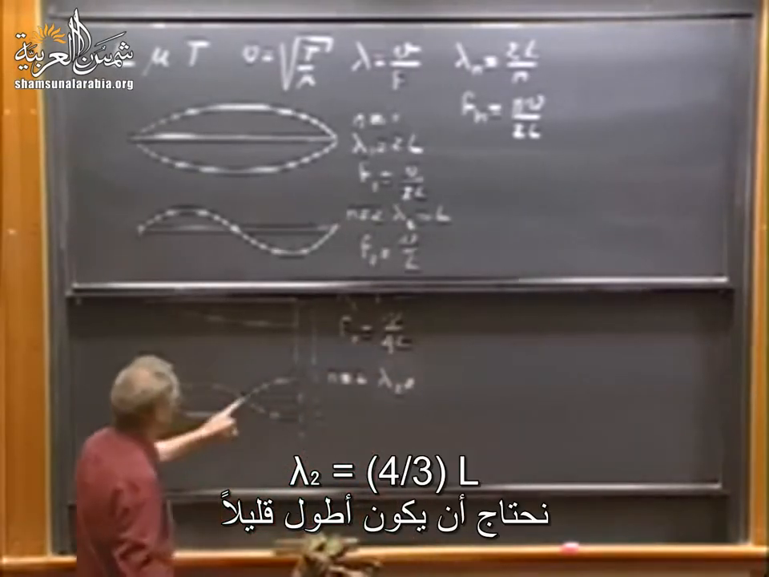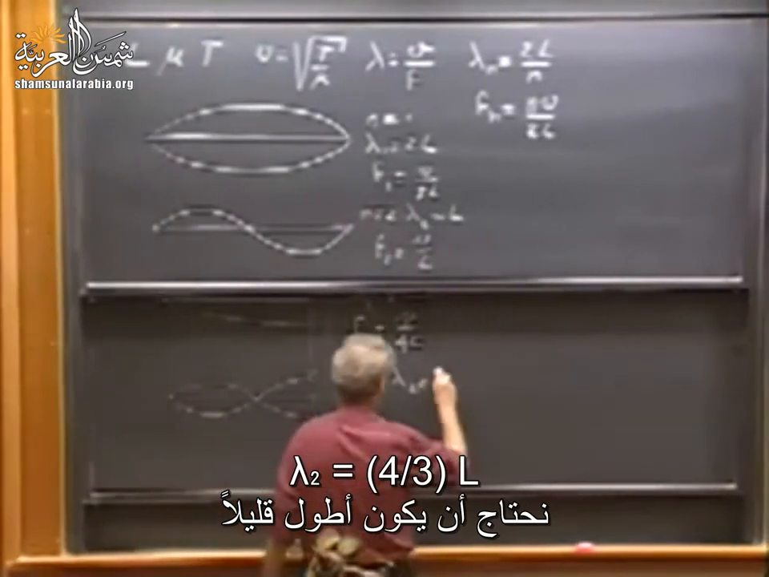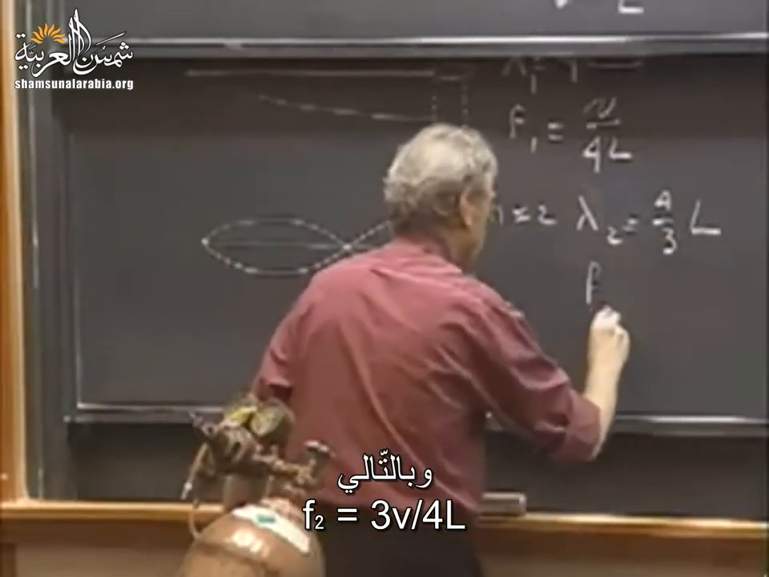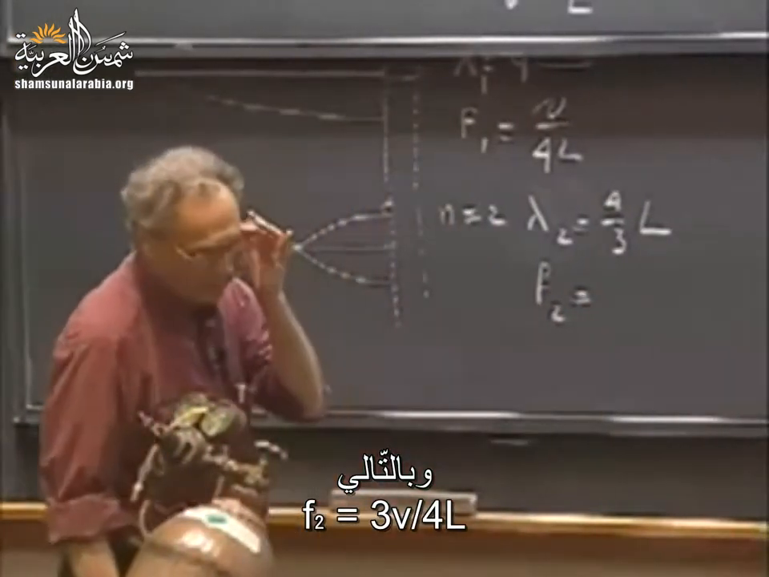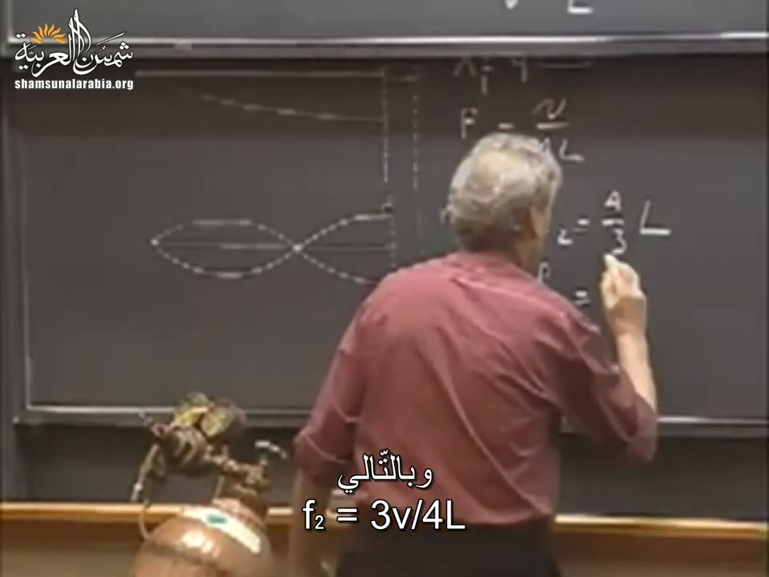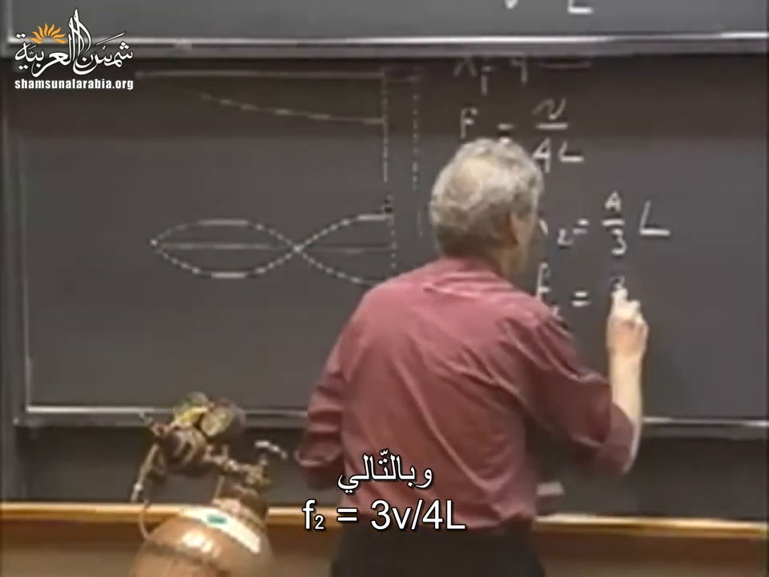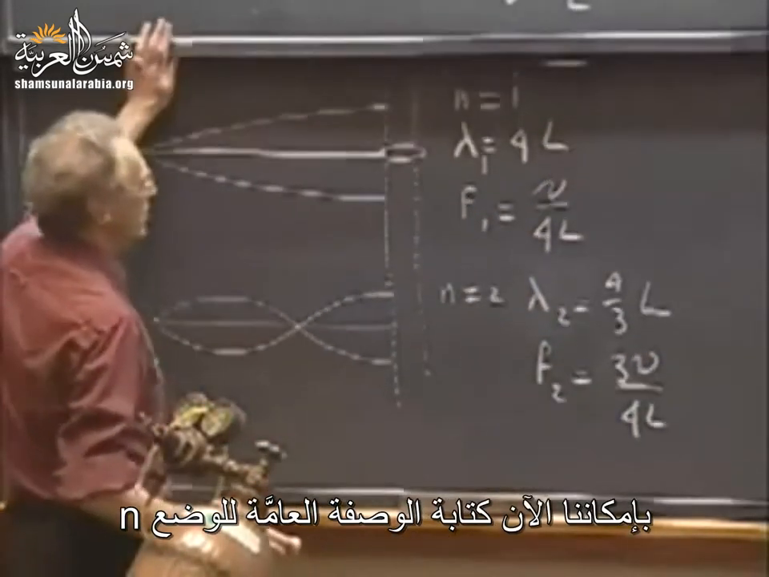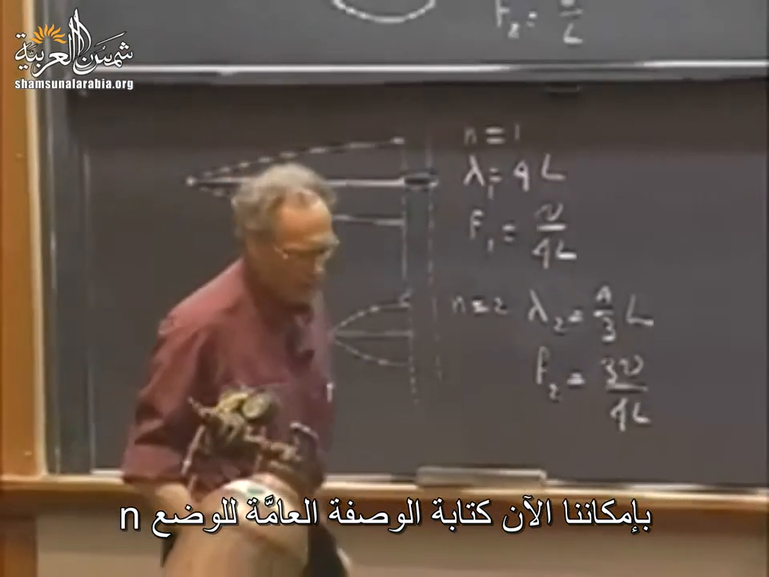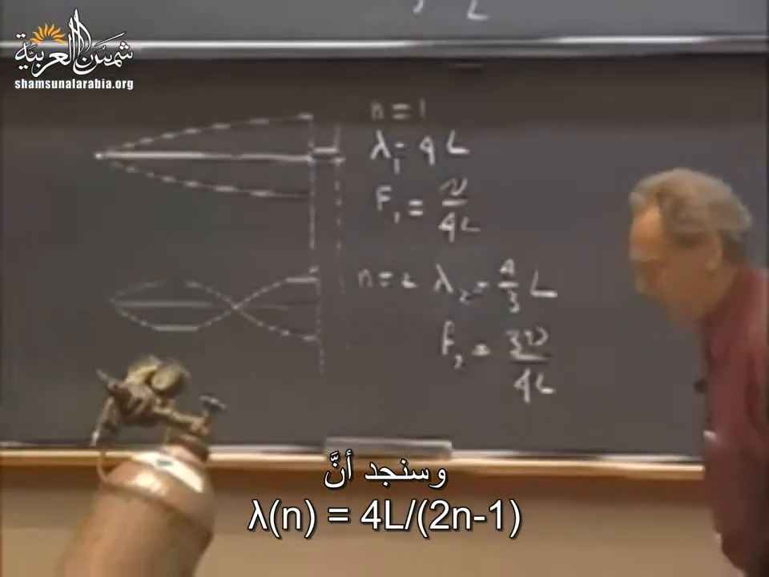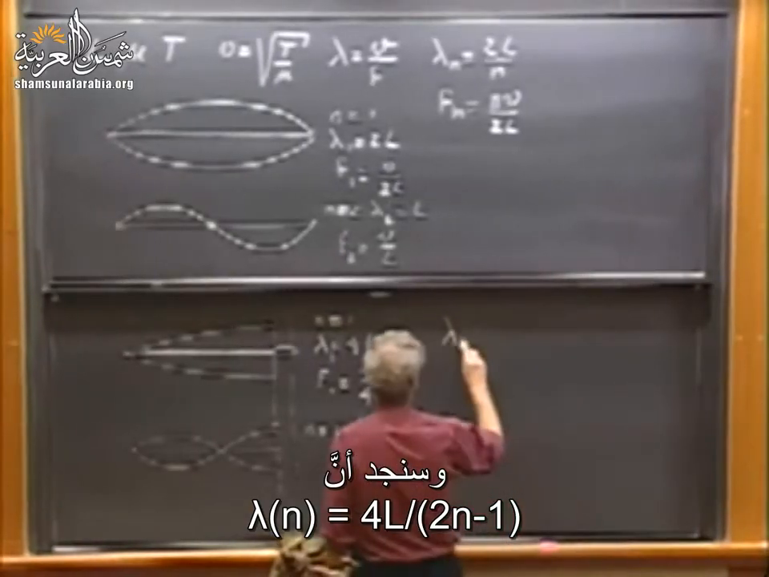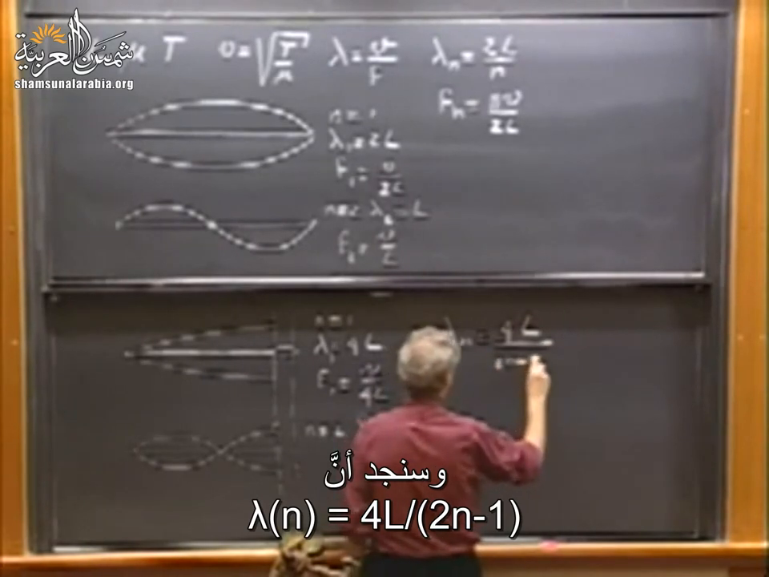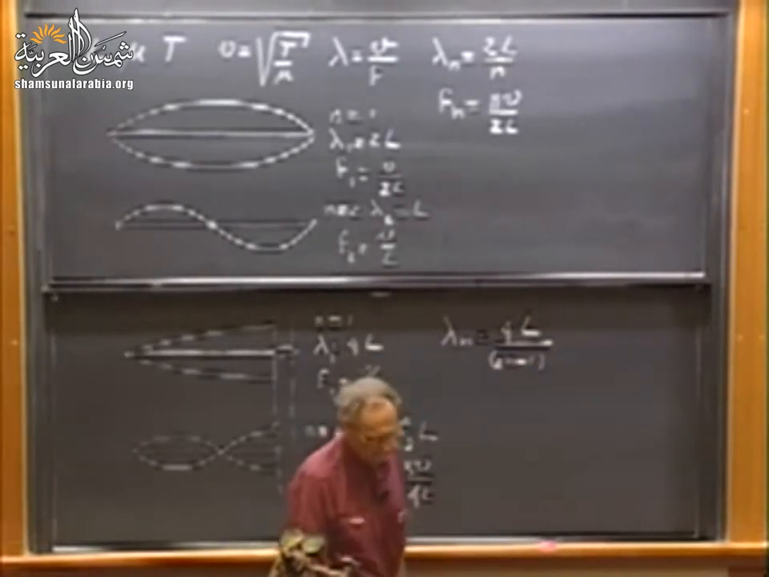You can just look at it. Lambda 2 is 4/3 times L. Right? You need to make it longer. And therefore, F2 is now 3V divided by 4L. And so now we can write down the general recipe for the nth mode, n being Nancy. So we'll find then that lambda n is now 4L divided by 2n minus 1.